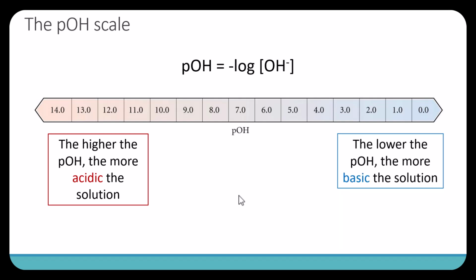Something that's lower on the pOH scale is more basic. So pOH equals 2, that's basic. The one thing that is the same is the pH.